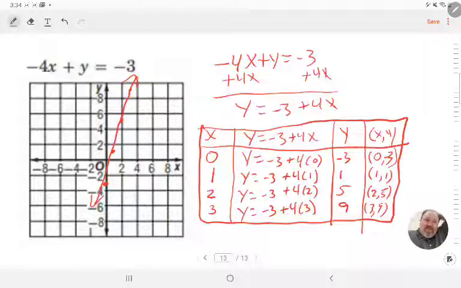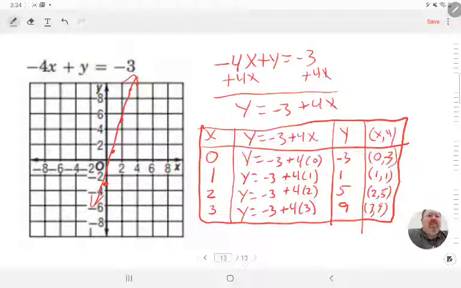So I would change that negative 4x plus y equals negative 3. I could add 4x to both sides and get y equals negative 3 plus 4x. Pick 4. I could pick 2. I chose to pick 4 random x numbers. Plug those into x and solve for my y values. And then I got my coordinate pairs, 0, negative 3, 1, 1, 2, 5, and 3, 9. Plug those points in, connect the dots, and my graph is done. If you've got any questions, let me know.